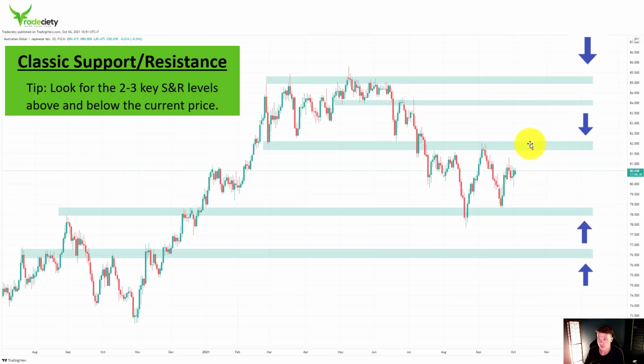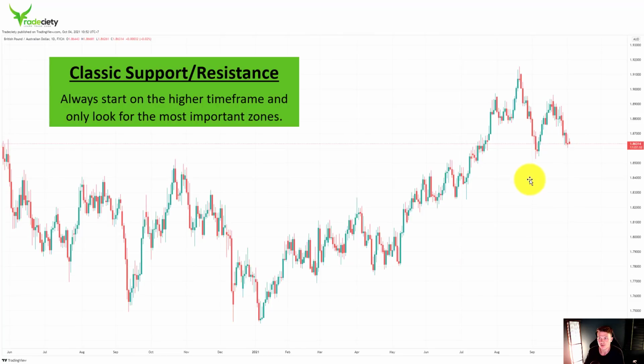Either look for trading opportunities away from those levels, maybe a break and retest, and we can also use them, of course, for our stop loss placement and targets. So it's very important that we know how to use it.